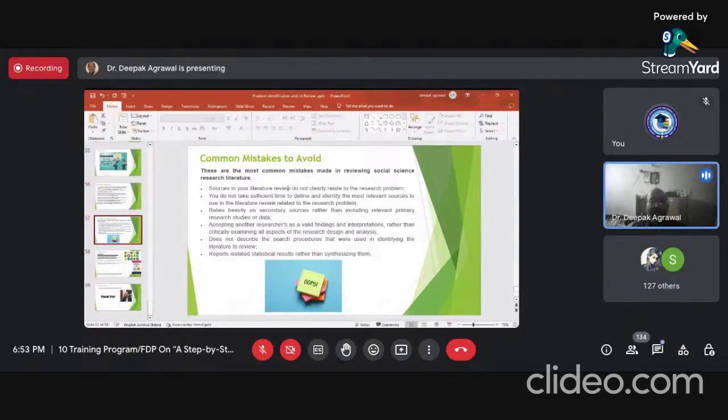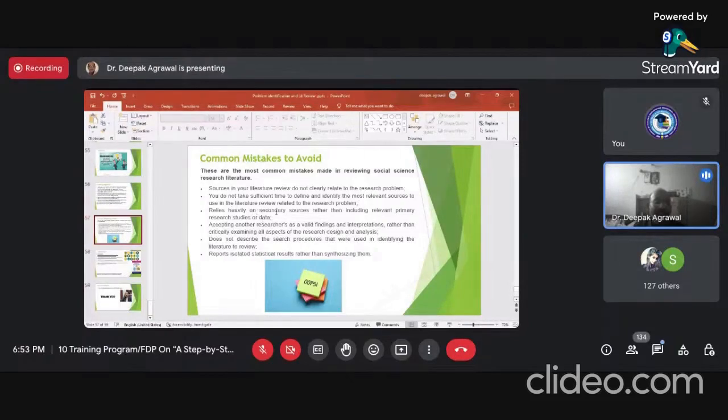These are the very common mistakes we should try to avoid. Sourcing literature that does not clearly relate to the research problem. Not taking sufficient time to define and redefine, and ultimately, because time pressure exists, you need to submit the paper as and how it is in its condition. There may be a higher probability of getting your paper rejected. So please focus upon it.